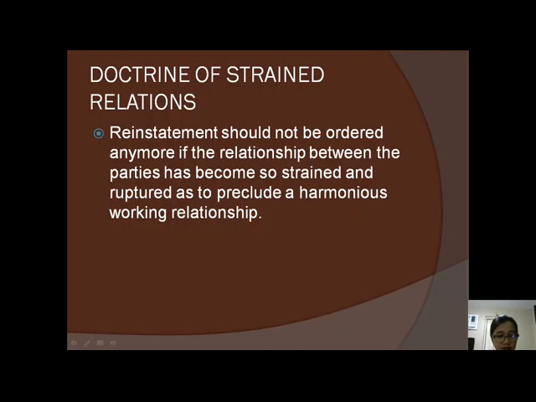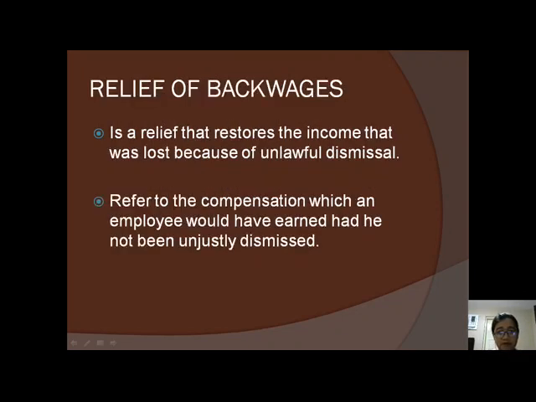So in other words, if you have conflicts, or problems or major conflict with your superior, and then your superior terminated your employment, and then later on, upon hearing of the case, the relationship can no longer be cured, no? So in other words, there's already a strained relationship between you and your superior. So of course, reinstatement cannot be ordered.